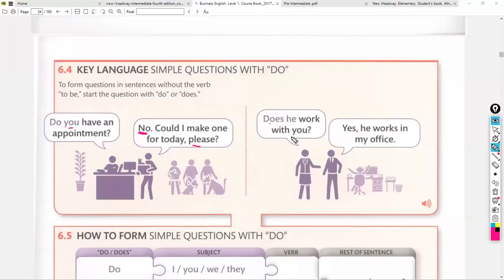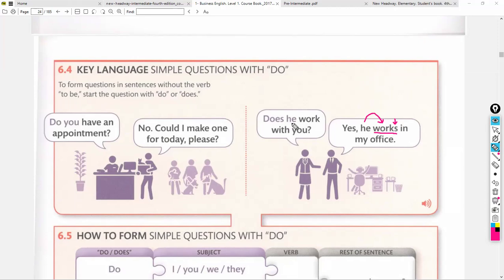Let's wait, part two. So now, does he work with you? Yes, he works. So now, if I want to answer, I have to apply the present simple tense. This is a normal sentence in the simple present tense. Yes, I have to write S, ES, IES, as we explained before.